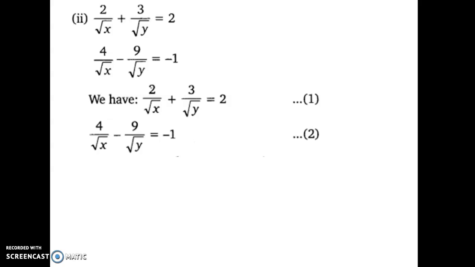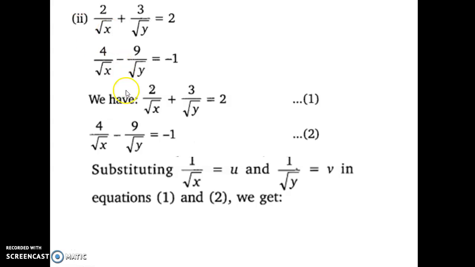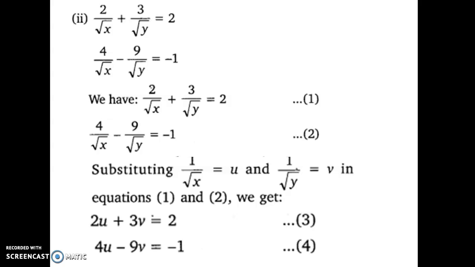So these two equations, just naming it as 1 and 2. Then substitute. So 1 by square root of x, that is equal to u, and 1 by root of y equal to v I am taking. Okay, substitute u and v in equations 1 and 2. So what will I get?